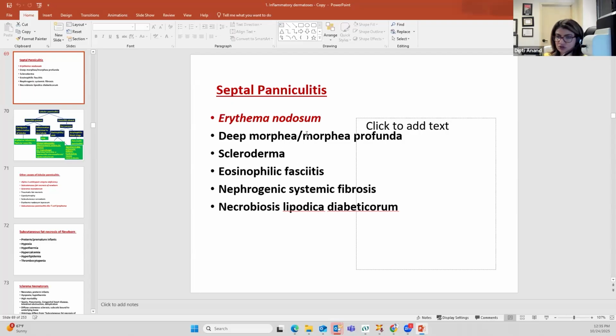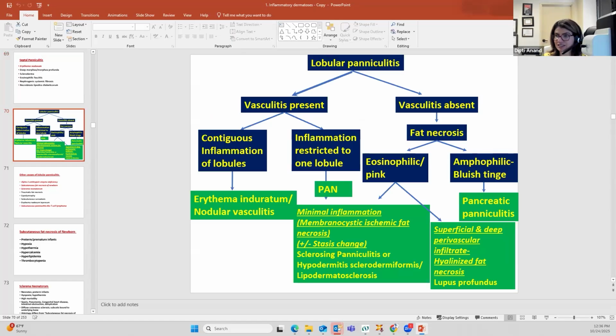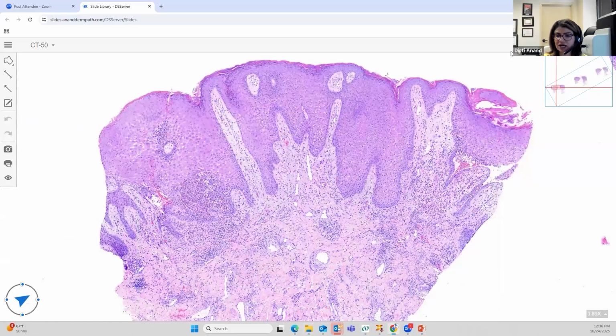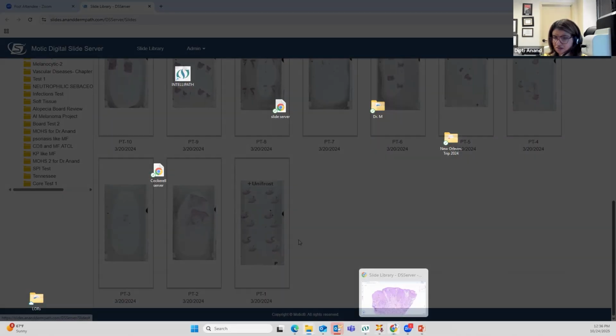But it's unlikely that you're going to get slides on these other things, except for deep morphea, which can be asked, which can sometimes present as septal thickening mimicking erythema nodosum. But you should know that these other entities, deep morphea, scleroderma, eosinophilic fasciitis, nephrogenic systemic fibrosis, which is extremely rare, and NLD as well, can all present with septal panniculitis. But by far, the most common cause is erythema nodosum. So lobular panniculitis, we'll talk about after we have dealt with septal panniculitis. So let's now look at some slides.